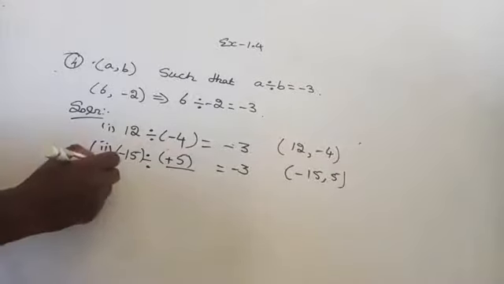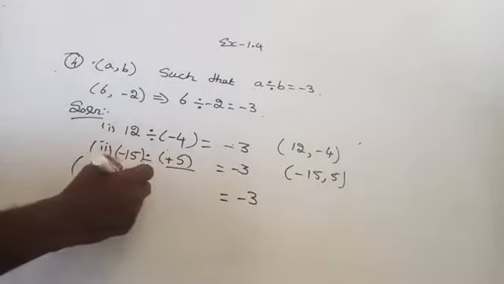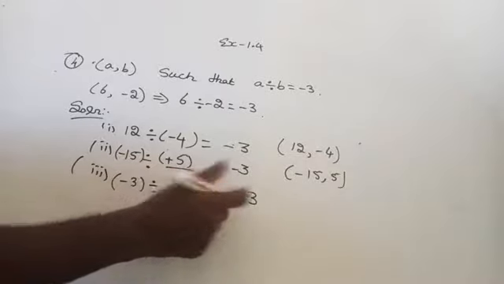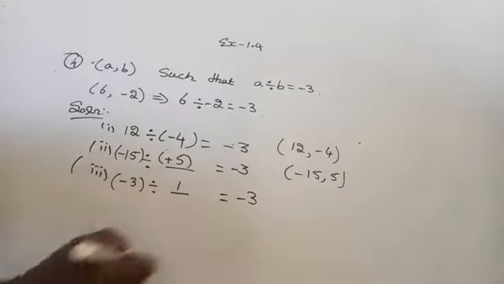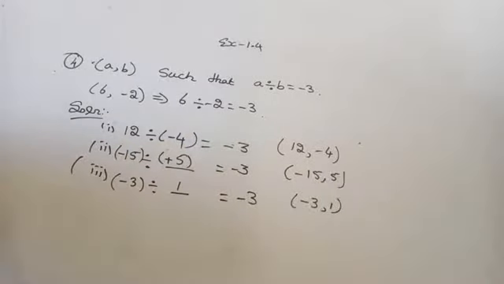Then the third pair. Minus 3 here we need. Here I am taking minus 3, multiples of 3. Am I right? Now, which number multiplied by 3 will give you 3? 1. So plus 1. Therefore another pair is minus 3 comma 1. Am I right here?